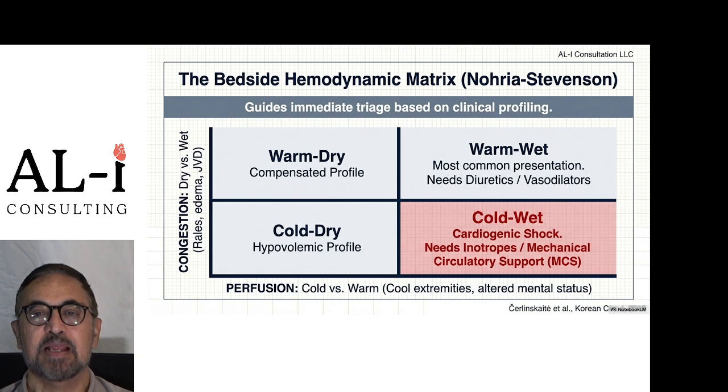Now, at the bedside, you can consider heart failure as warm and dry, where the patient's extremities are warm and he is well compensated. Warm and wet, which is the most common presentation, patient is warm and there is edema or congestion, crackles on lung examination. This pathophysiology needs diuretics and sometimes vasodilators. You have the cold and dry, where the patient is cold, and this is because of hypovolemia. There's a cold and wet, which is cardiogenic shock, which needs inotropes, mechanical circulatory support.